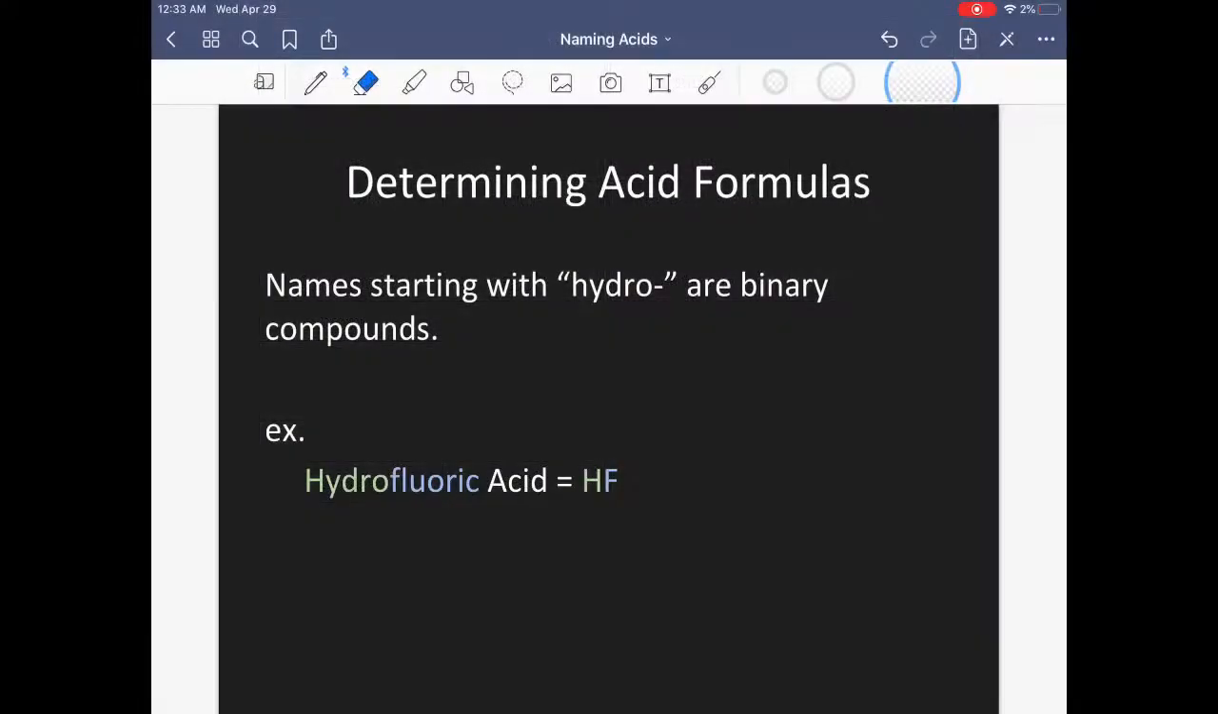All right, so now that you're able to determine the names of different acids, we're going to go back from name and take it back to the formula. So those names that you wrote that started with hydro, that's what lets you know that it was a binary compound or a binary acid. That tells you that there's only two different elements involved.